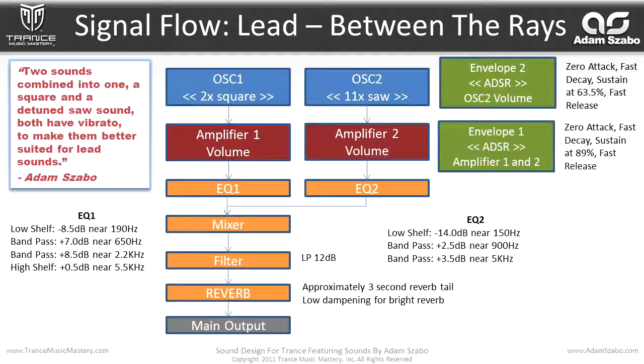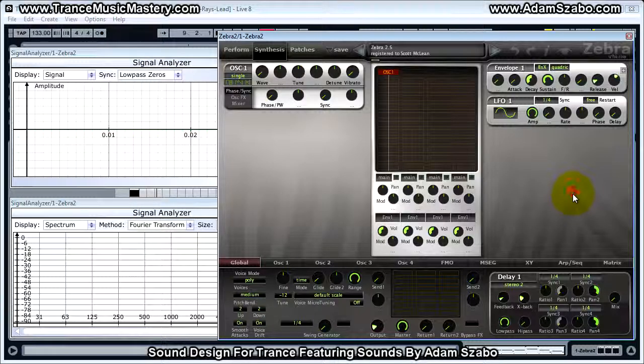Okay, let's build this patch. Okay, so we're starting from the initialized patch. Let me go ahead and play that briefly. Okay, so we have a saw wave. Alright, the first thing we're going to do is set the global tune to 0. That brings it up 1 octave.